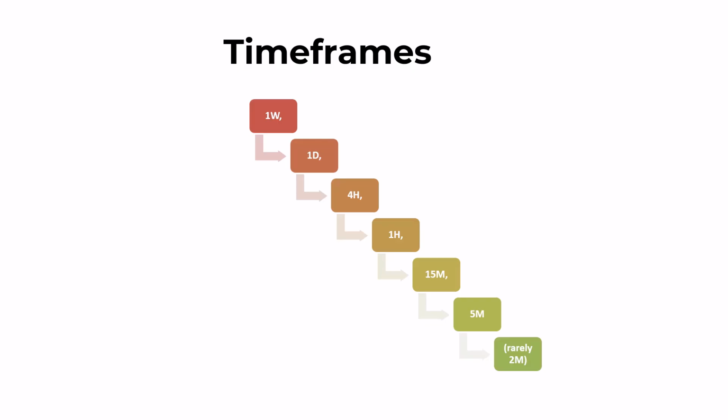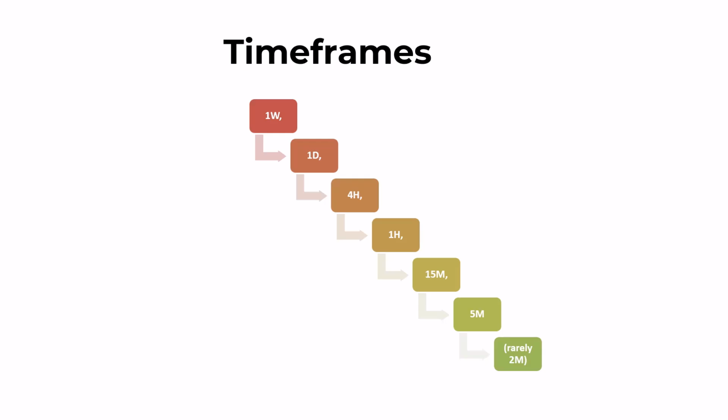it. Here are the key timeframes we use: 1 week, 1 day, 4 hours, 1 hour, 15 minutes, 5 minutes, and rarely 2 minutes. Picture these timeframes like a staircase. The higher ones, like 1 week or 1 day, carry more weight because they show bigger market moves.